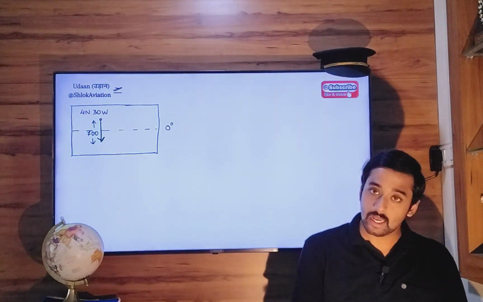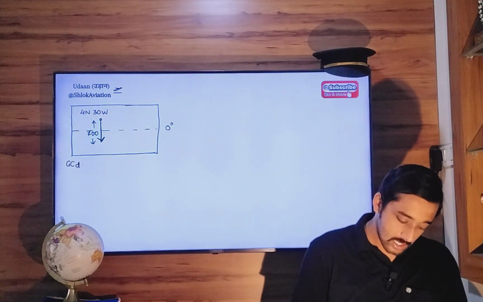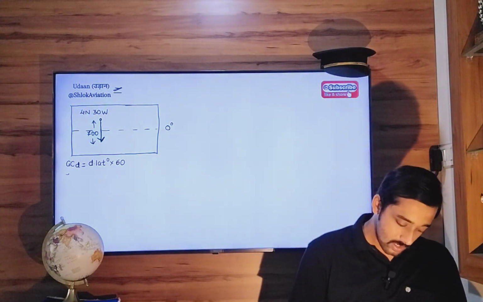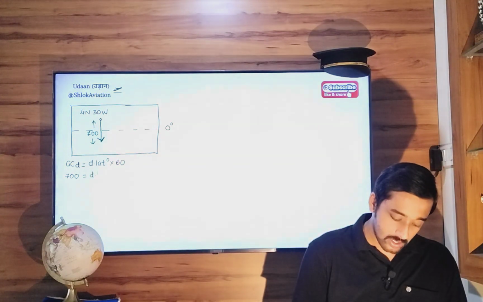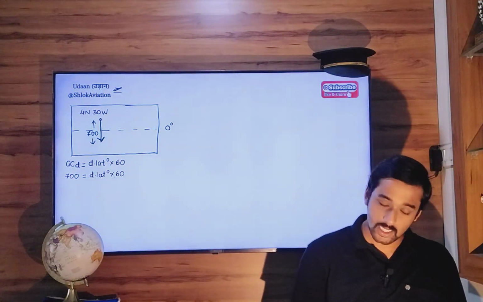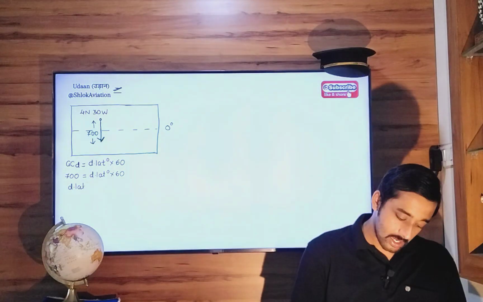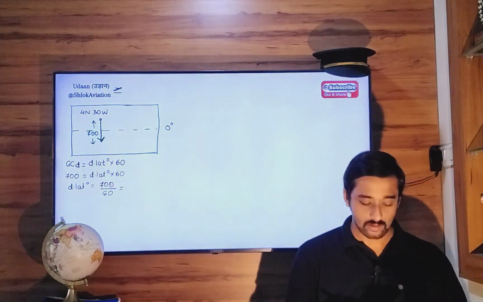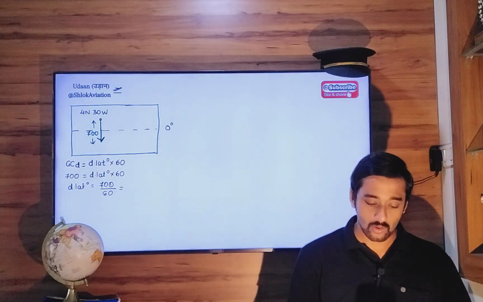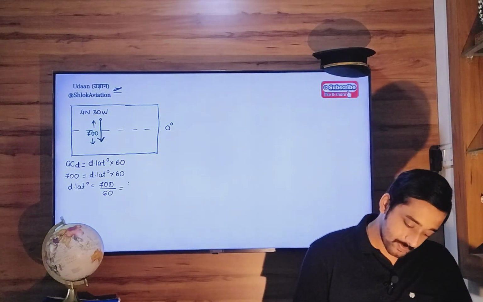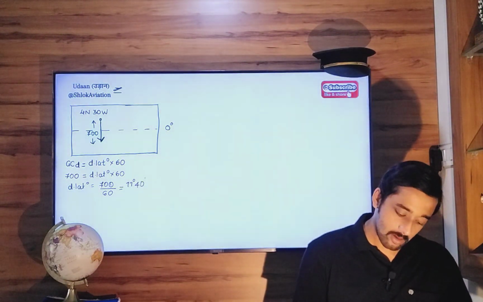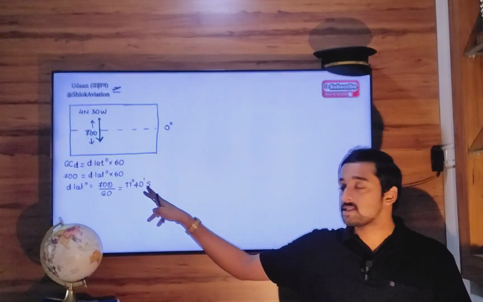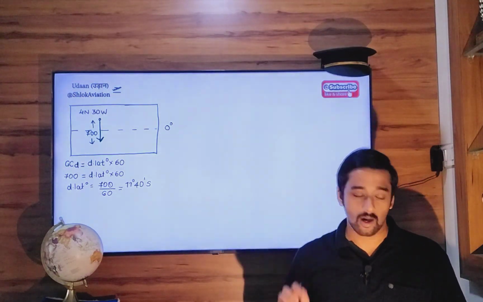So let's apply great circle formula. Great circle distance is d lat in degrees into 60. So 700 nautical miles equals to d lat in degrees into 60. So d lat in degrees will be equal to 700 divided by 60, that is equal to 11° 40 minutes. 11° 40 minutes south. That means flight is going in the southerly direction. Therefore, the difference is 11° 40 minutes towards south.